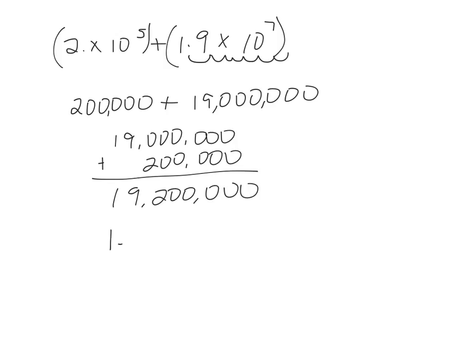So I have 1.92, writing all the digits till I only have zeros remaining, and then count from that spot where I put the decimal point all the way to the end. 1, 2, 3, 4, 5, 6, 7. So times 10 to the 7th.